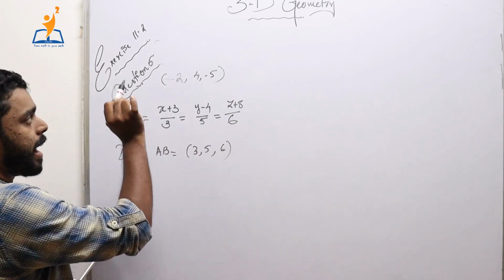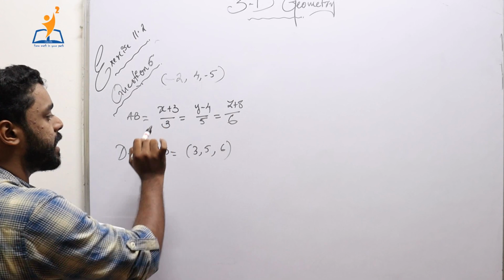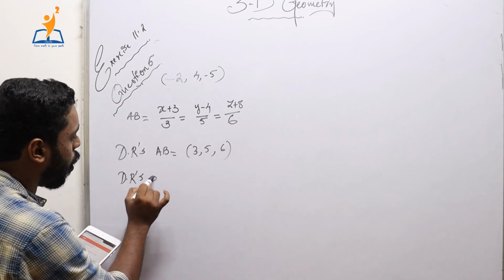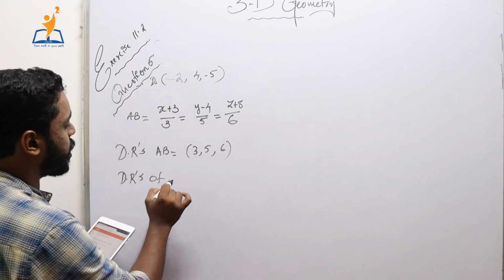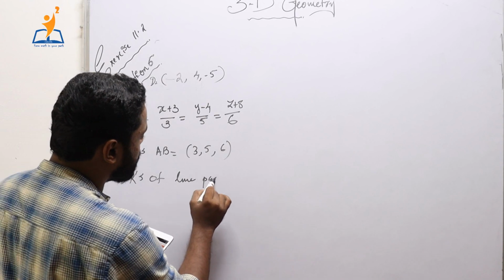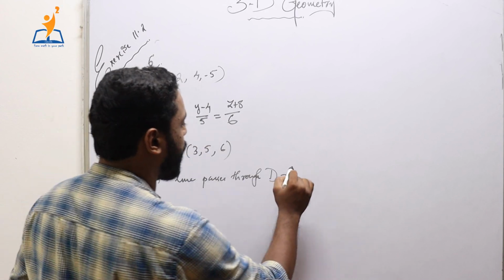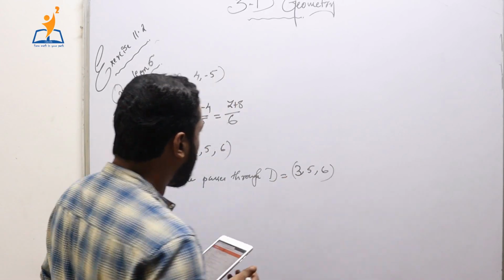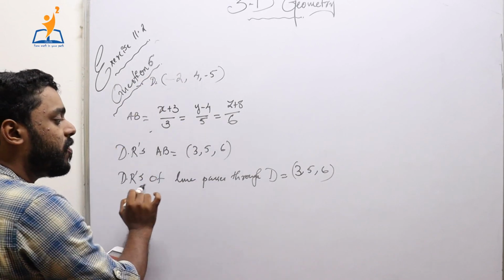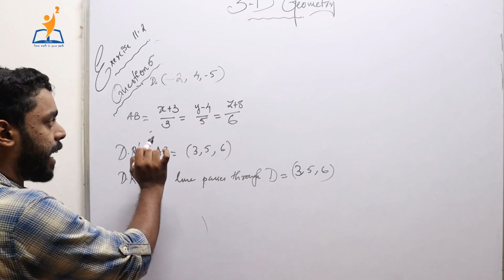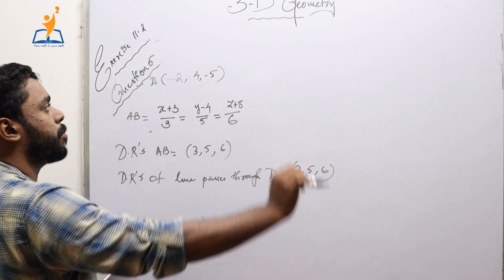Since this line is parallel to the line which passes through this point, which we can name as point D, we can say that the direction ratios of the line passing through D are again 3, 5, 6. Why? Because this line is parallel to the line which passes through D. Hence we can say that the direction ratios 3, 5, 6 will be the direction ratios of the line through D.